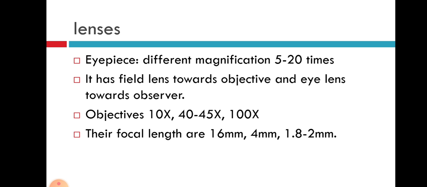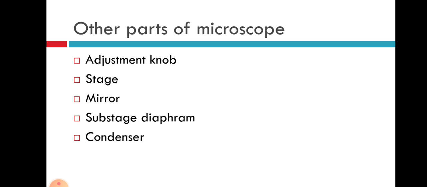The next important parts of the microscope include the adjustment knob, stage, mirror, substage diaphragm, and condenser. First, let's go with the adjustment knob. In some microscopes, coarse and fine focusing adjustment knobs are provided in order to lower or raise the body tube with lens for rendering the image clear. This is done by rotation of the knobs. The coarse adjustment is meant to bring the object into vision, whereas the fine adjustment is used for focusing finer details.